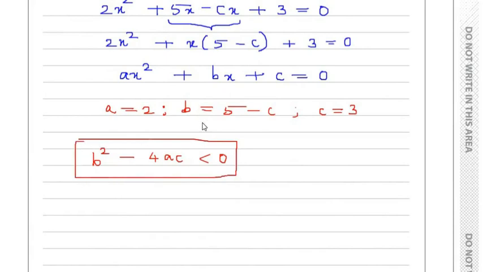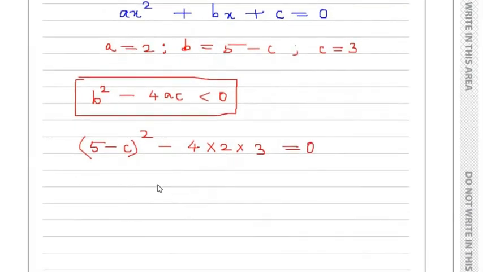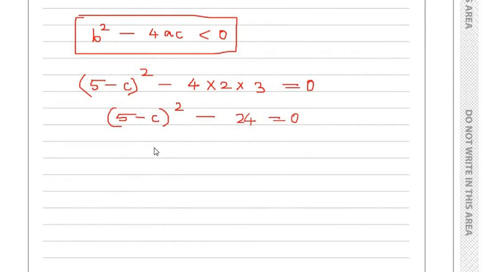Now we have b as 5 minus c. So in place of b squared, we will substitute 5 minus c the whole squared, minus 4 times a, which we have as 2, and c, which we have here as 3. Let us for the time being take it as equal to 0. Next we get 5 minus c the whole squared minus 4, 2s are 8, 8 threes are 24, so we get 24 equal to 0. Rearranging it further, we can write 5 minus c the whole squared is equal to 24.